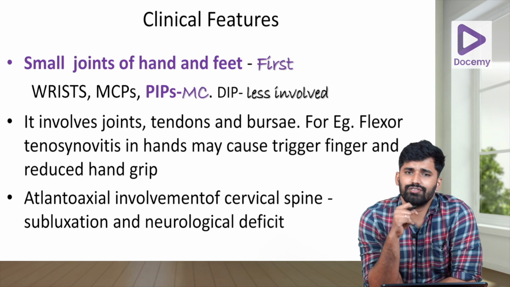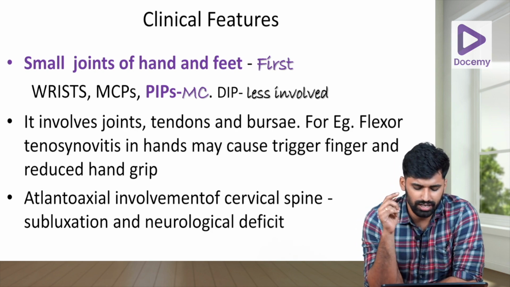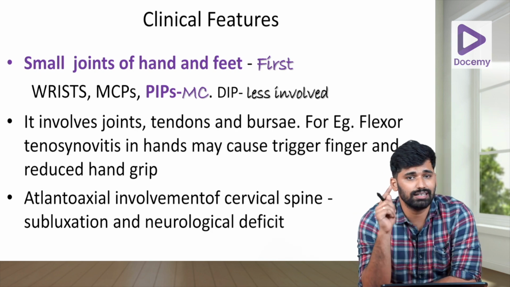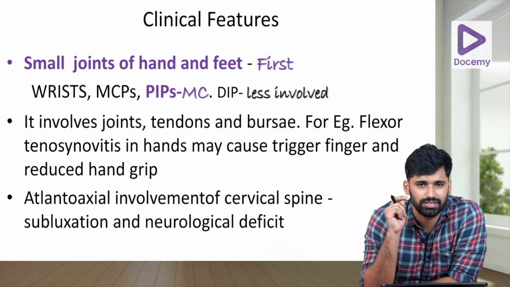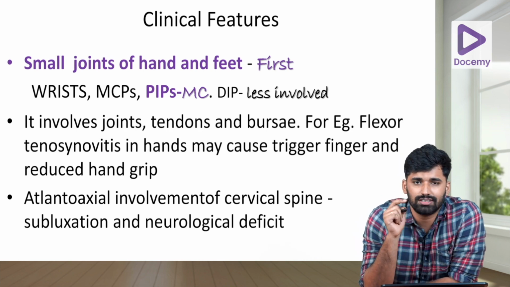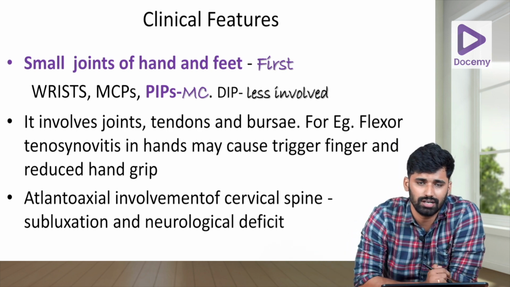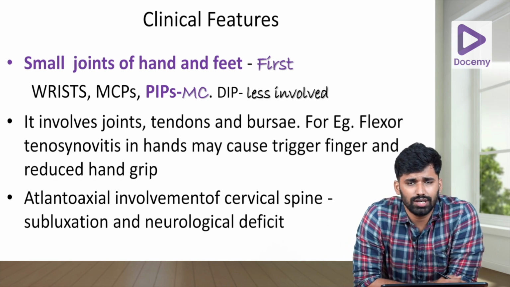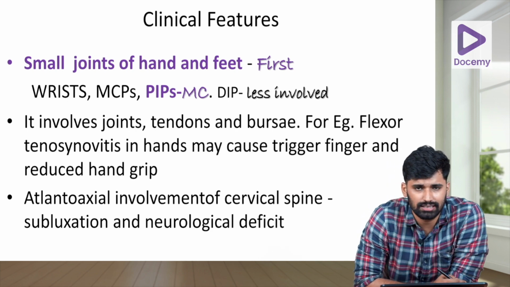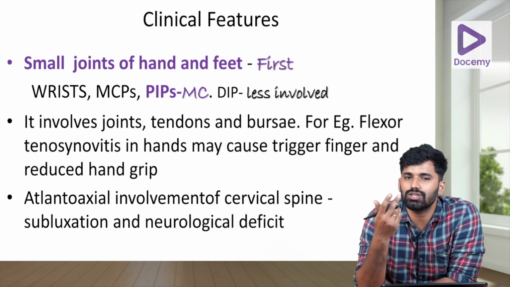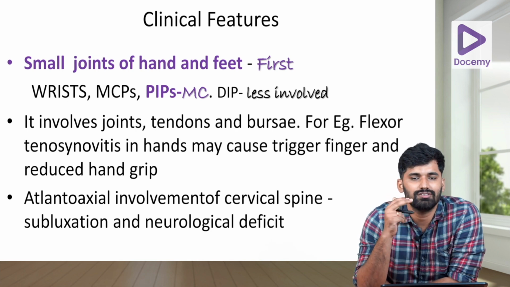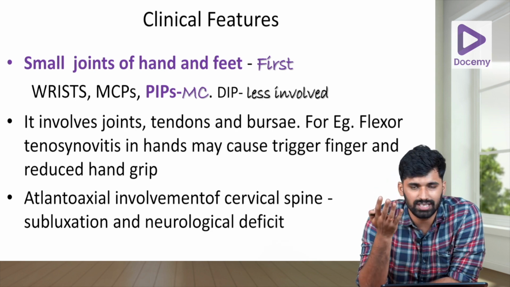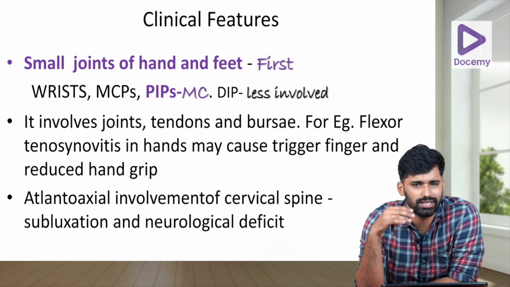Another striking feature is atlantoaxial involvement of the cervical spine, which can even lead to subluxation of the atlantoaxial joint and neurological deficit, which is a life-threatening event that can take place in the rheumatoid arthritis course. We also see other joint involvement like knee arthritis and ankle arthritis, but the most common are small joints of hands and feet, which is the MCP and PIP in the hands, MTP in the feet, and wrist joint, shoulder joint, and less commonly the knee joint.